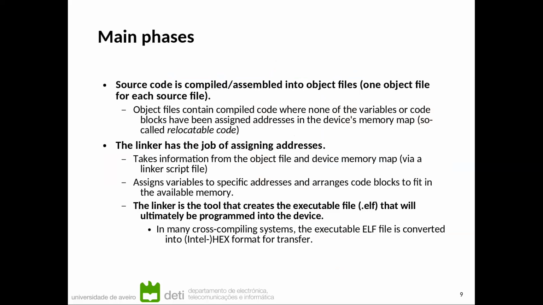So the main phases are presented here. Source code is compiled into object files, one object file for each source file. These object files do not have addresses assigned yet. And finally, the linker has the job of assigning addresses, picking everything, making a single file of all the object files and assigning the addresses, defining the locations in memory for every part of the object file.